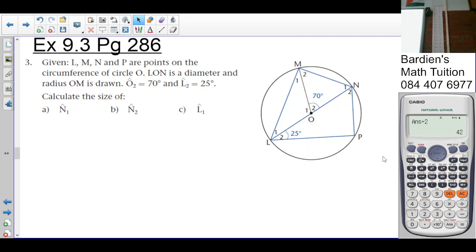Given L, M, N, and P are points on the circumference of the circle with center O. If that is the case, then what do we know? That's a center, so we know that that is equal to that. Why? Radii. We are told that LON is a diameter, so angle M is 90 and P is 90. Then we are told that O2 is 70 degrees, and L2 is 25. Calculate the size of angle N1.